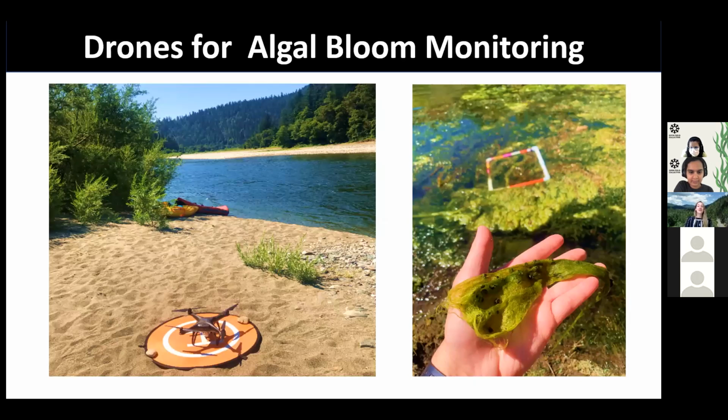So here we are monitoring the Klamath River with a drone. And this was out in the summer of 2019. I was there for 3 weeks with my field crew, and we were looking at algae, as you can see on the right, as well as aquatic plants. And on the left, you can see my little Phantom 4 Pro that I used in my research.